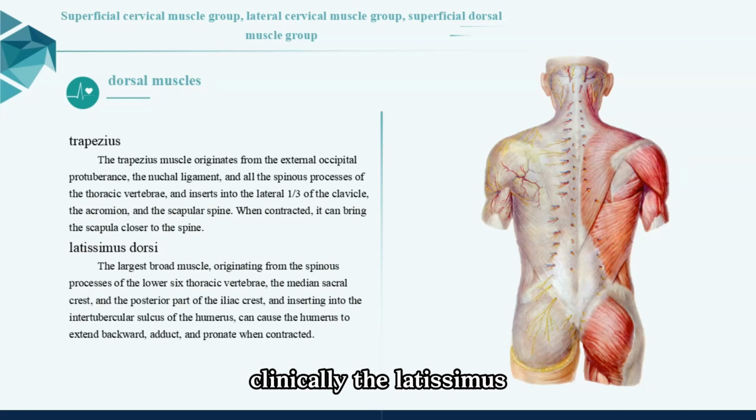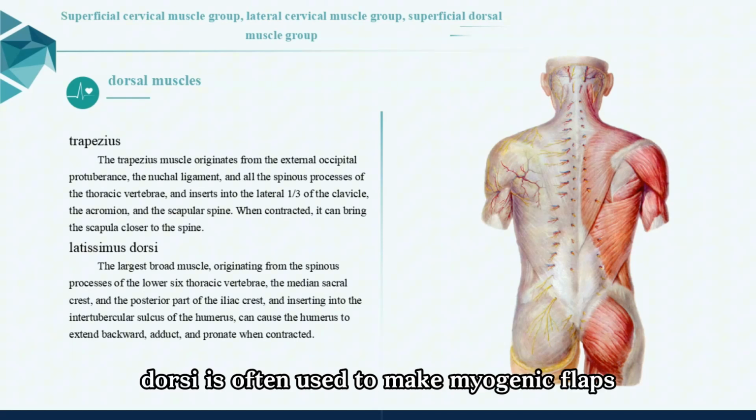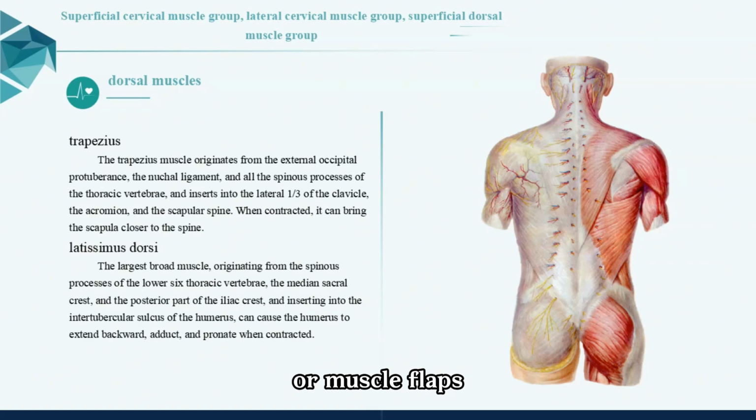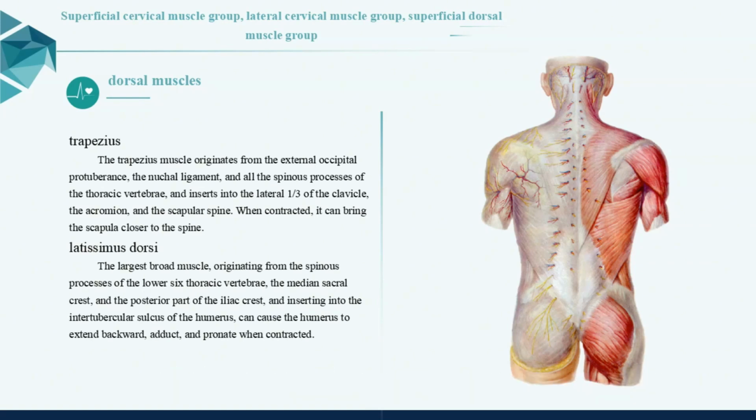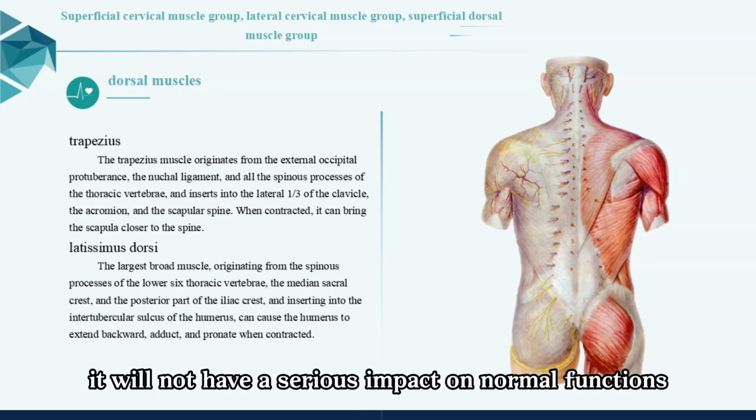Clinically, the latissimus dorsi is often used to make myocutaneous flaps or muscle flaps to repair large area defects or for cardiomyoplasty. In such cases, it will not have a serious impact on normal functions.